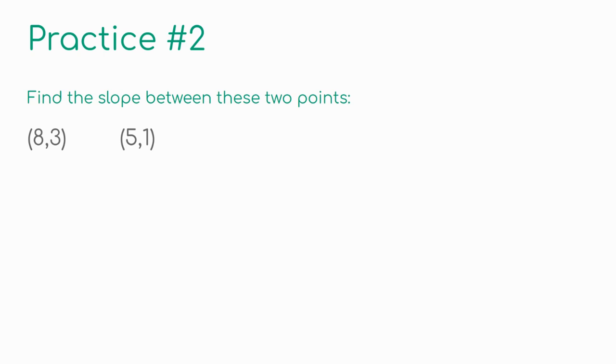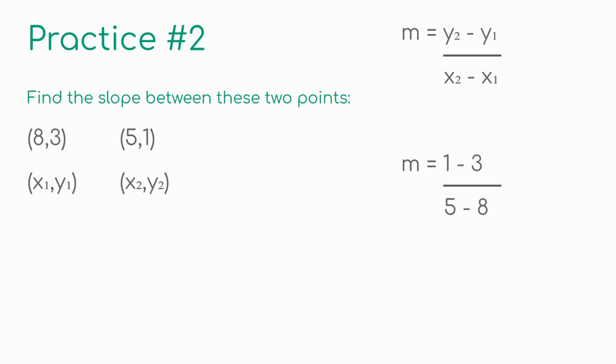All right, so here's another example. Pause the video, try to figure it out by yourself first. The first thing we do is write down our formula, m equals y2 minus y1 over x2 minus x1. I'm going to label my coordinates. So (8, 3) is going to be x1, y1. (5, 1) is going to be x2, y2. Next, I plug in my coordinates into my formula. So y2 is 1, y1 is 3, x2 is 5, and x1 is 8.